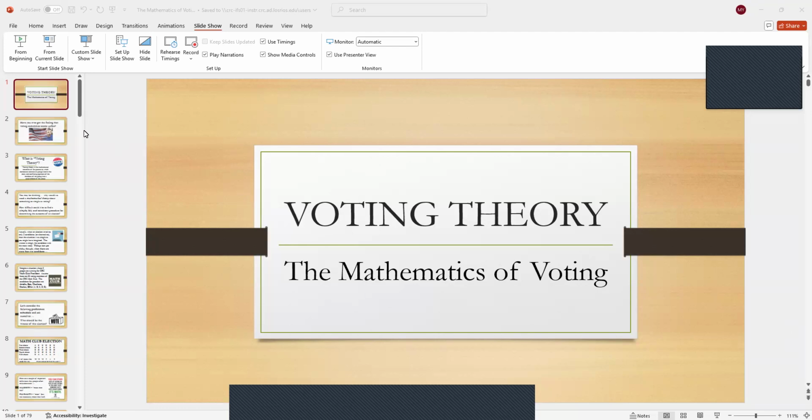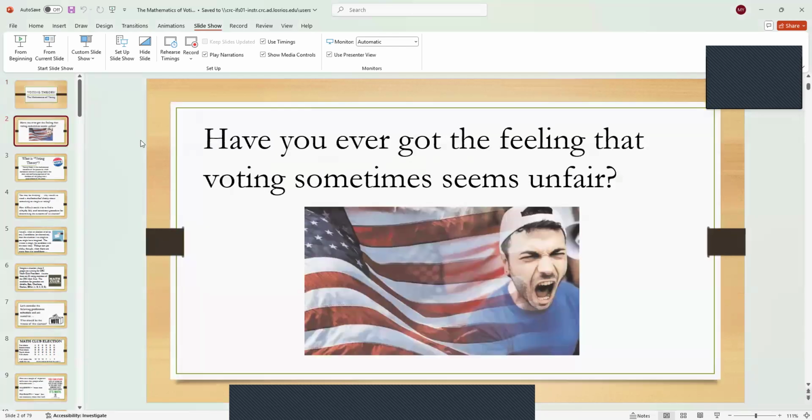I'm going to leave it open like this so that I can possibly go backwards once in a while during the presentation. Have you ever got the feeling that voting sometimes seems unfair? You probably notice after an election happens, some people are angry. Why is that? Is there math behind that? Is there something we can do about that?